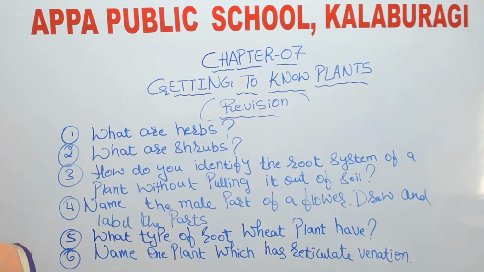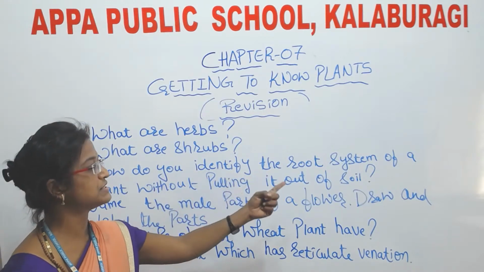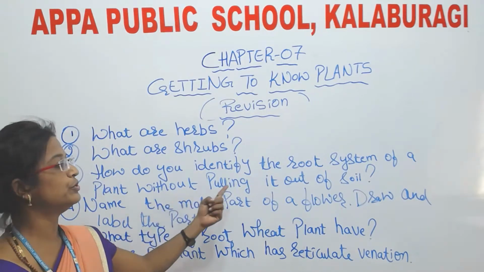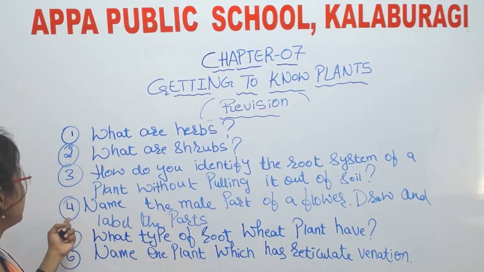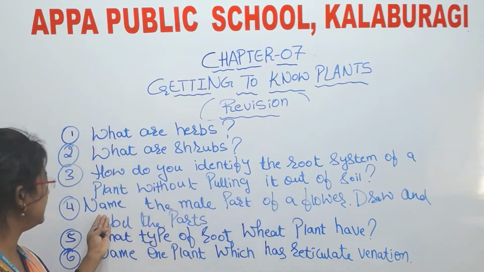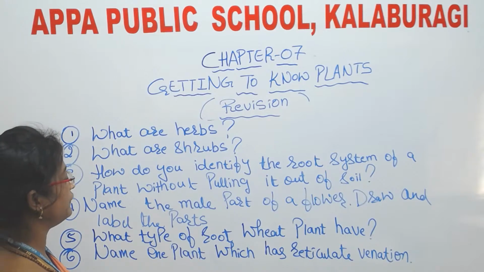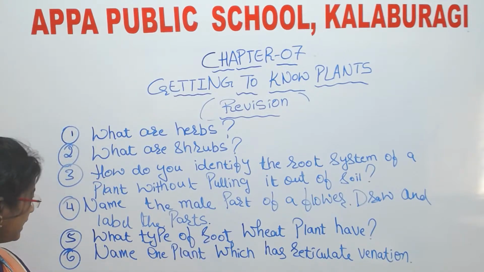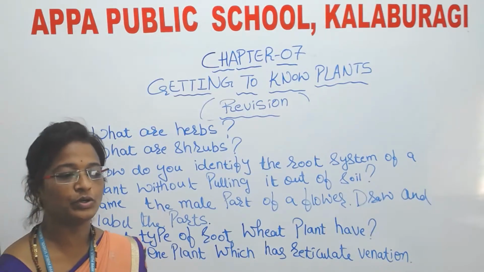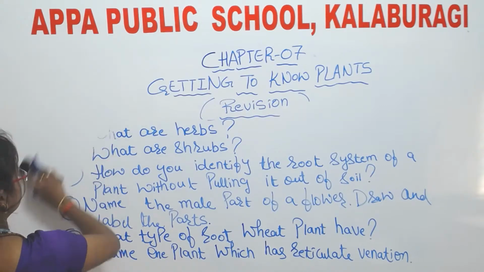So the first question is, what are herbs? Second is, what are shrubs? Third, how do you identify the root system of a plant without pulling it out of soil? The next question is, name the main part of a flower, draw and label the parts. And next, what type of root does a plant have? And the next question is, name one plant which has reticulate venation. Okay, now let me write a few more questions.